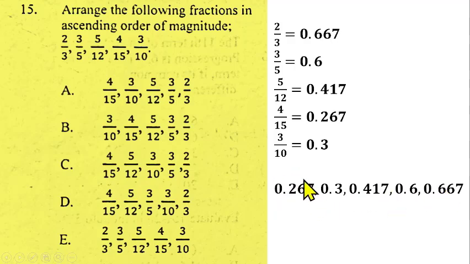So which fraction belongs to this? That gives us 4/15 to be the smallest, followed by 3/10, followed by 5/12, followed by 3/5, followed by 2/3. So you have been able to arrange them in ascending order like this, and that makes option A the correct answer for question number 15.